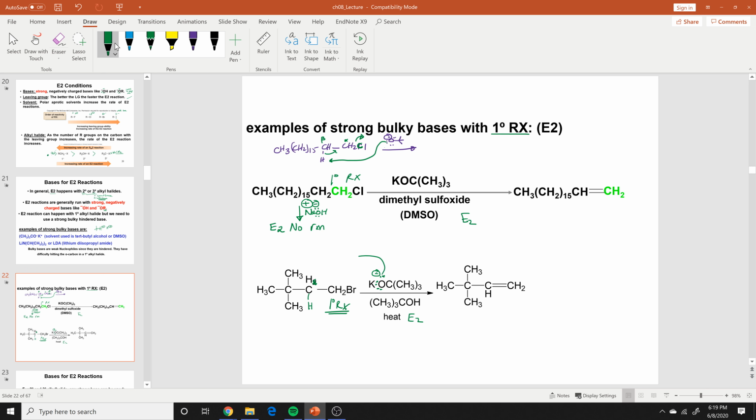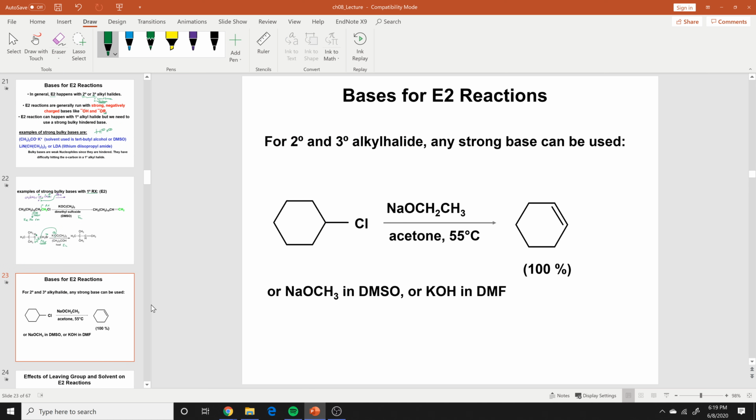So now my base is going to come, it's going to take that beta hydrogen, it's going to form a double bond, and the halogen is going to leave, and we will get our alkene product. For secondary and tertiary alkyl halides, any strong base can be used, whether it's bulky or a small base, it really doesn't matter. Conditions of the reaction: the solvent is going to be a polar aprotic solvent so that the mechanism happens faster.